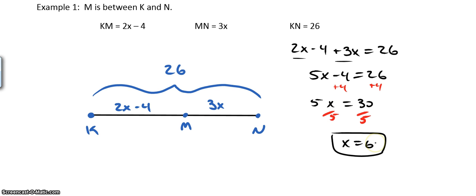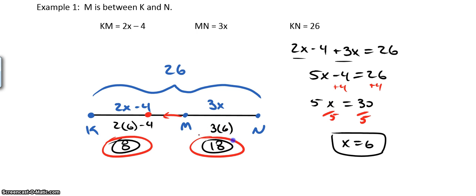So let's take x and put it back in. I have 3 times 6, which gives me 18. And over here I have 2 times 6 minus 4, which is 12 minus 4, which is 8. So to start, we put M here, but in reality, M should be further down the line, right? If this piece is only 8 units and this piece is 18. So again, to start the problem, you really don't know. But once you understand what each segment equals, then you can go ahead and adjust as necessary.